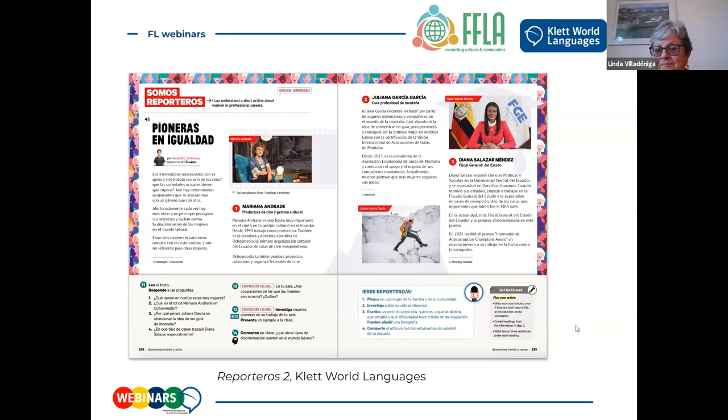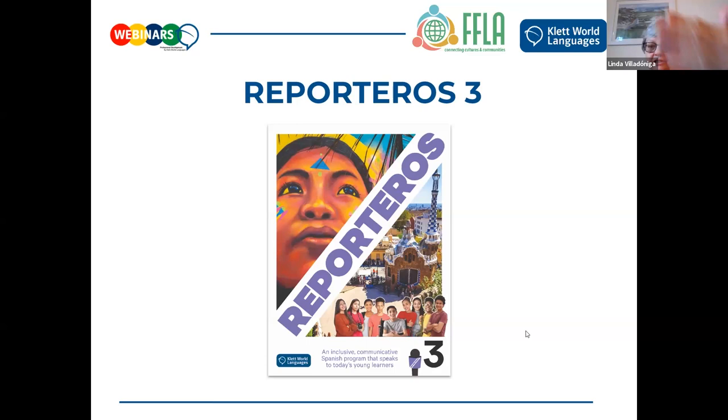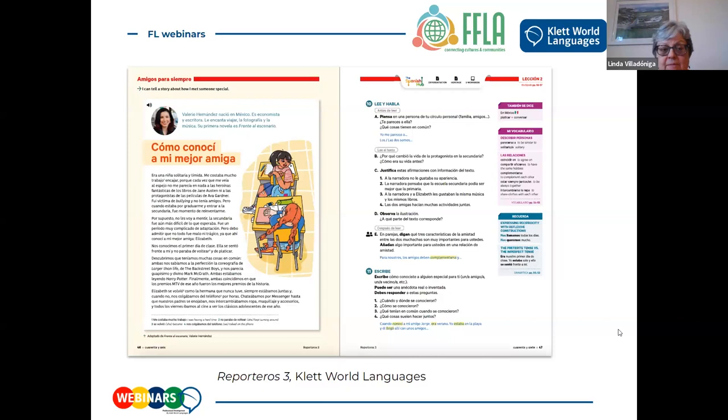Reporteros Tres, of course, is more advanced. It's leading into AP. So this is an excerpt from a story, Cómo conocí a mi mejor amiga. They're going to read it, use the vocabulary charts, whatever you're using for the important vocabulary. And then they're reading it, talking about it, justifying an answer. So they have to search for the supporting detail or whatever it is, and they're going to write something. A vast variety of activities that are recycled so that they become more difficult as time goes on.